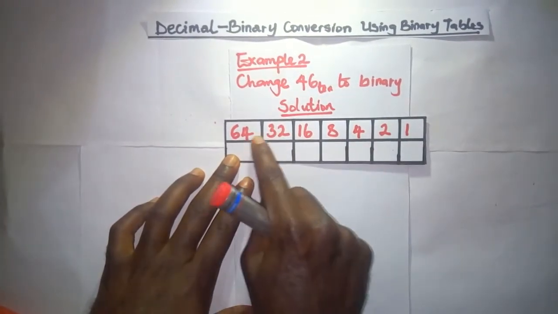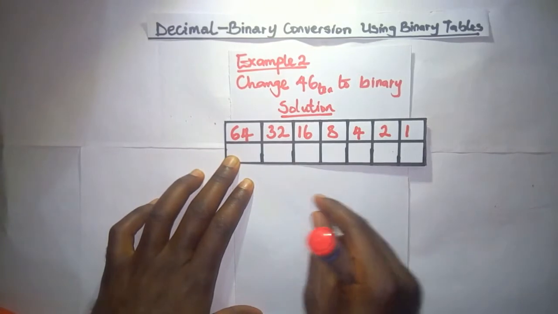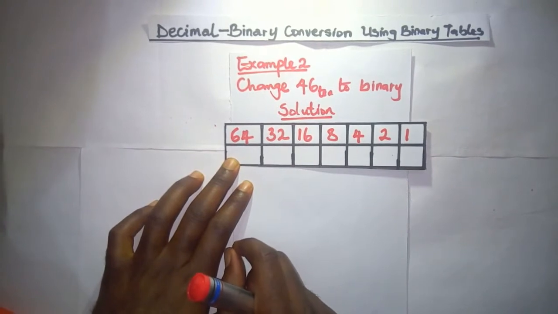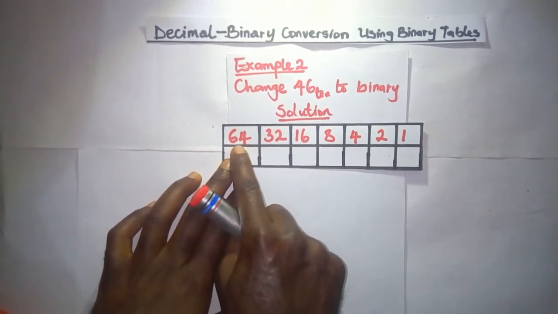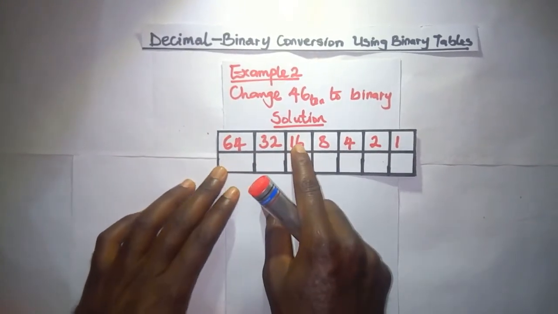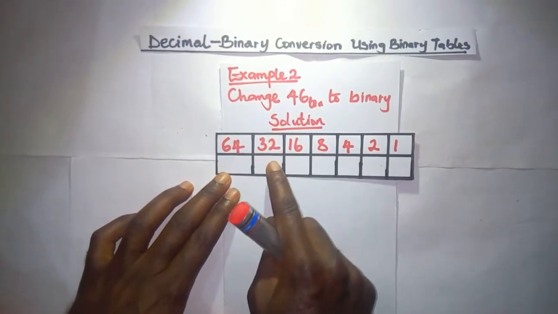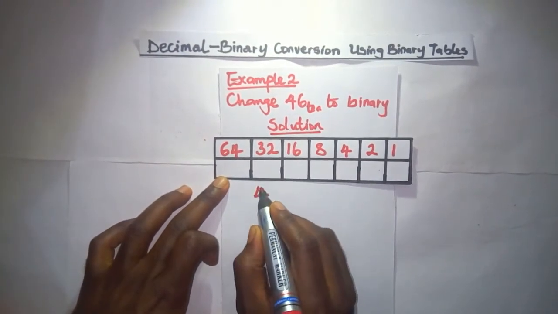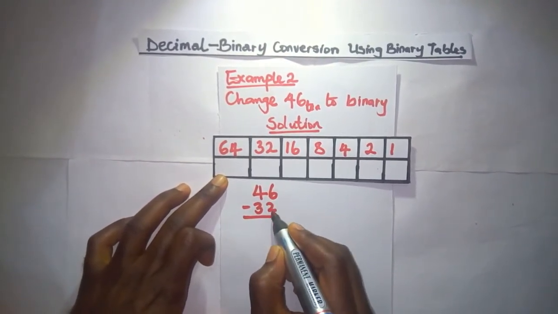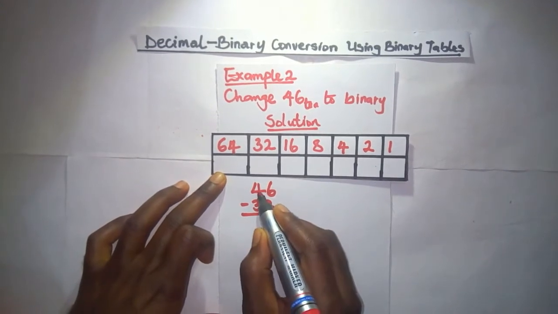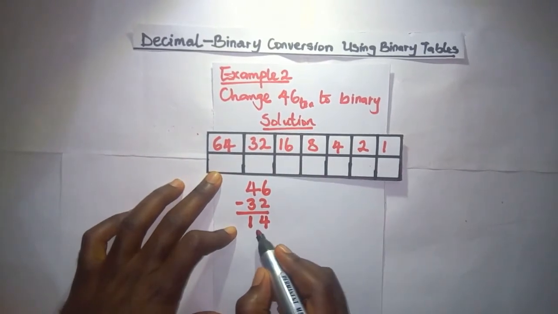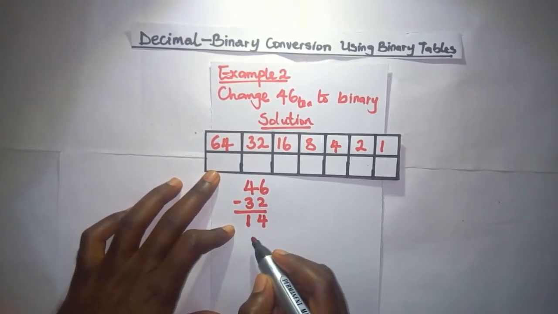We need to pick out the numbers here that we can add together. That is going to give us 46. Obviously, we are not using 64 because it is bigger than 46, but we can pick 32. And if we pick 32, we'll subtract it from 46 to know how many will remain. So 46 minus 32, 6 minus 2 is 4, and then 4 minus 3 is 1. So if you pick 32, it's leaving us with 14.